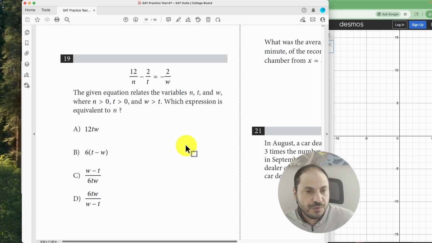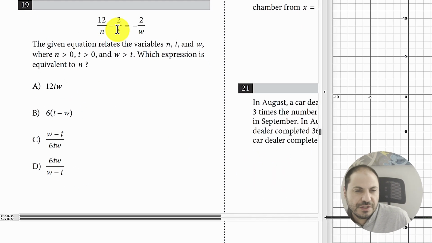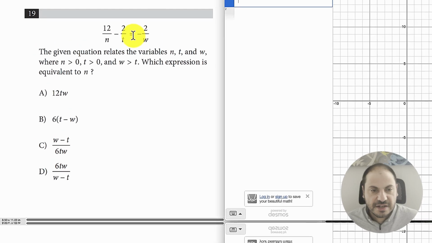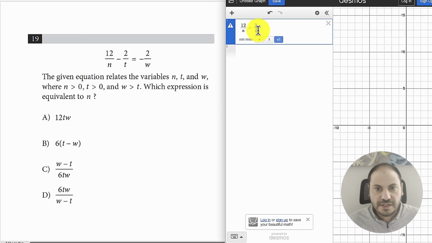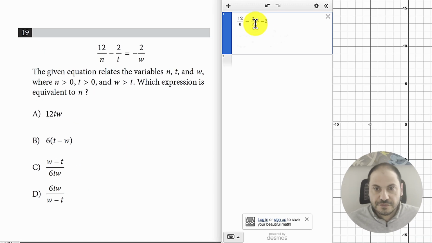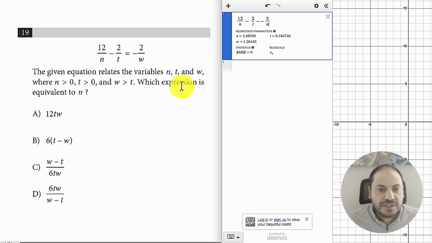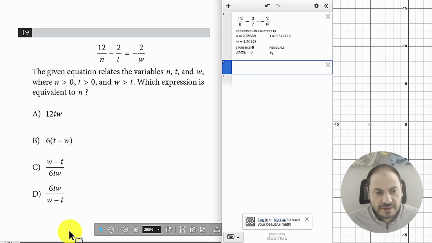Using regression, this actually becomes really easy. It says 12 over n minus 2 over t equals negative 2 over w. The given equation relates the variables n, t, and w, where n is greater than 0, t is greater than 0, and w is greater than t. Which expression is equivalent to n? I put this as is, but replace the equals with a tilde: 12 over n minus 2 over t, tilde, negative 2 over w. So we know n is 2.68339.